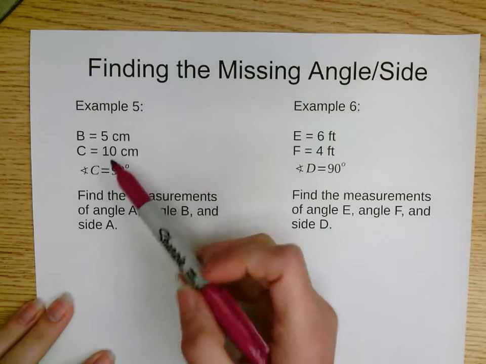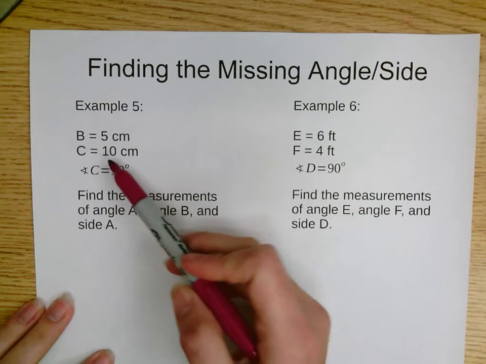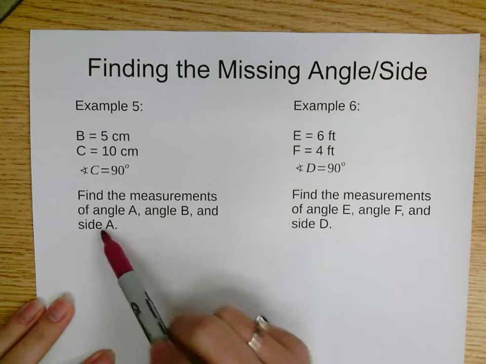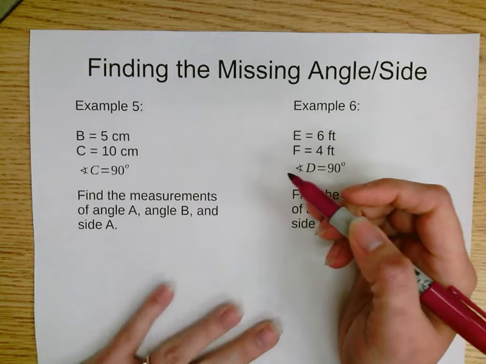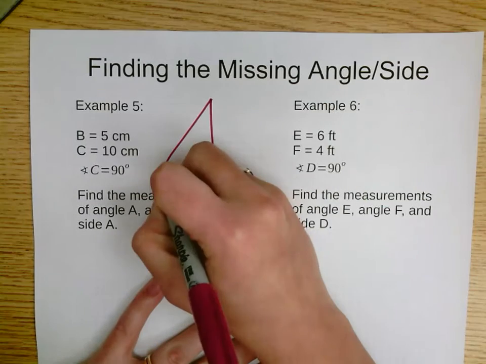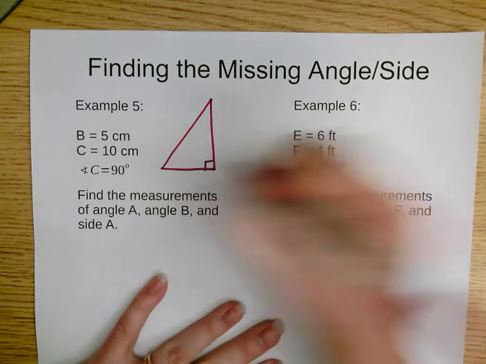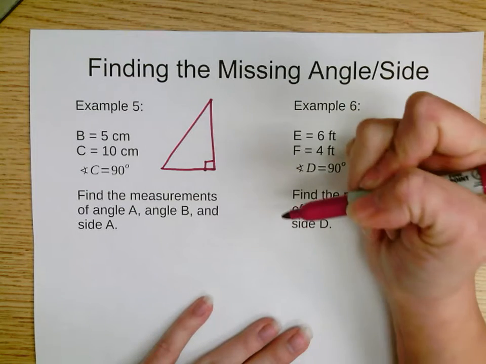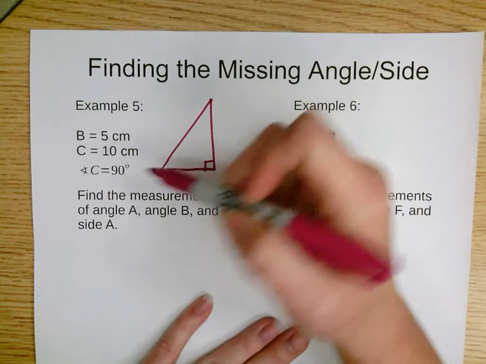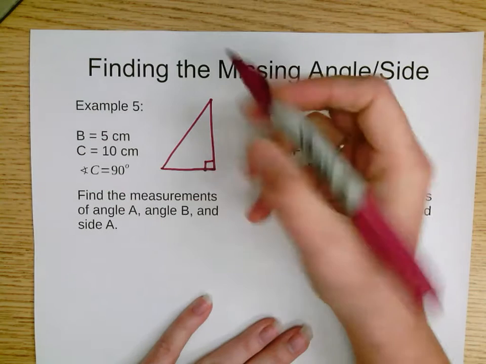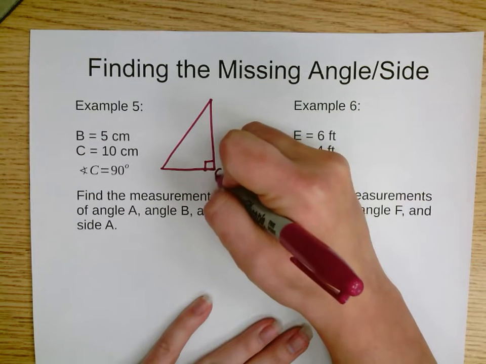We know side B, we know side C, we know angle C, and they want us to find angles A, B, and side A. So what we're going to do is draw a triangle. It needs to be a right triangle. It doesn't have to be the prettiest right triangle, because this is a terrible right triangle, but we do need to label it so that angle C needs to be the 90-degree angle, so we're going to put angle C over here.